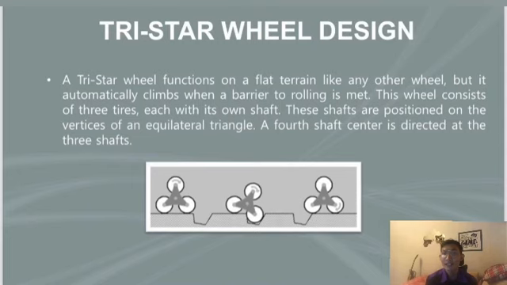This is the mechanism that we use in this final year project. 3-star wheel. A 3-star wheel functions on flat terrain like any other wheel, but it automatically climbs when a barrier to rolling is met. This wheel consists of 3 tires, each with its own shaft. The shafts are positioned on the vertices of an equilateral triangle. A 4th shaft at the center is directed at the 3 shafts.